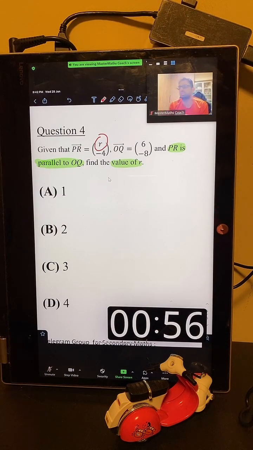Parallel vectors. You need to link the two vectors up together. Okay, guys. You legit need to link them up together first. And then you find the value of R. Okay?